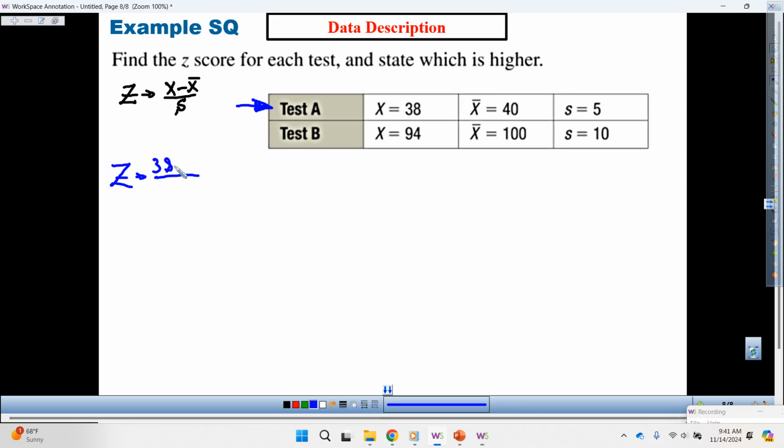Yes. Which is what in decimal? Calculator? Negative 0.4. Okay. All right, let me get my bell curve going on that one.